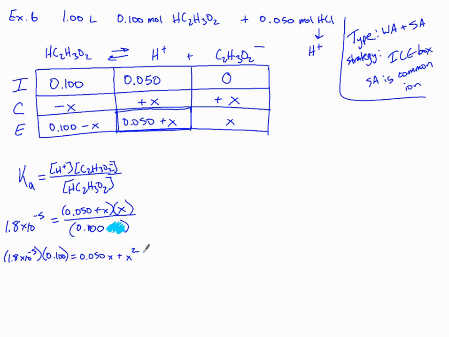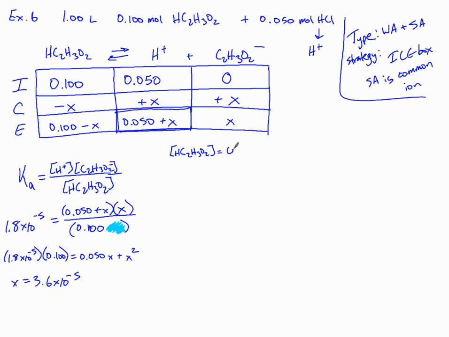And I'm going to skip some steps here, but you're going to solve for x, and it's going to come out to 3.6 times 10 to the minus 5th. And then we can sub this back into our equilibrium. So first off, the acetic acid concentration. It's 0.1 minus x, which is 3.6 times 10 to the minus 5.